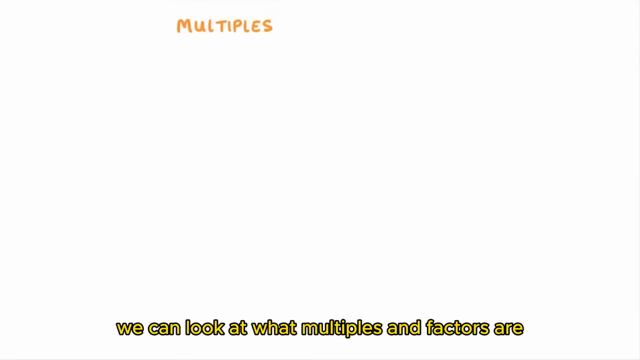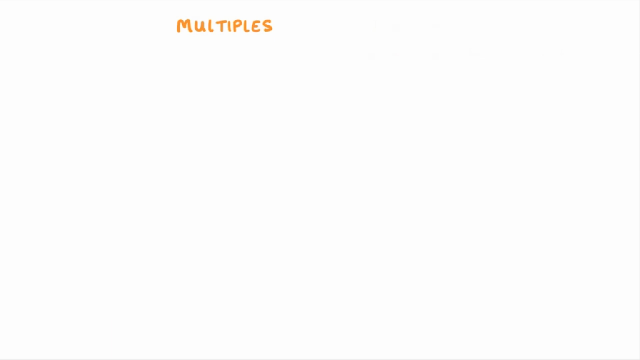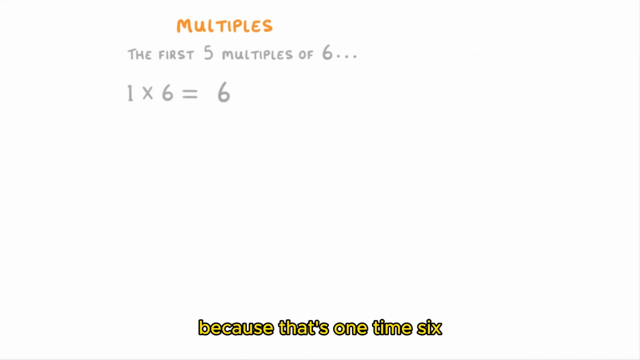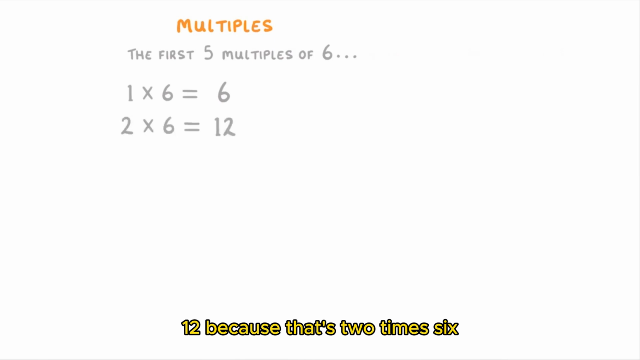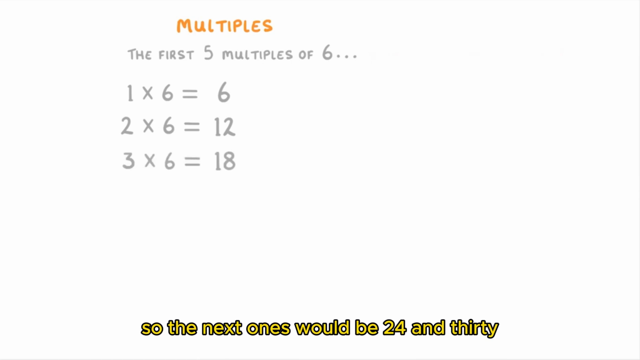In today's video, we're going to look at what multiples and factors are. If we start with multiples, these are basically the times tables of a number. So the first 5 multiples of 6 are 6, because that's 1 times 6, 12, because that's 2 times 6, 18, because that's 3 times 6, and so on. So the next ones would be 24 and 30.